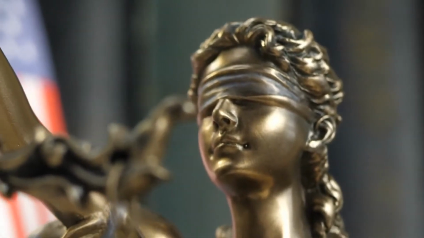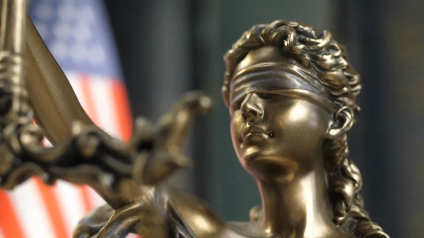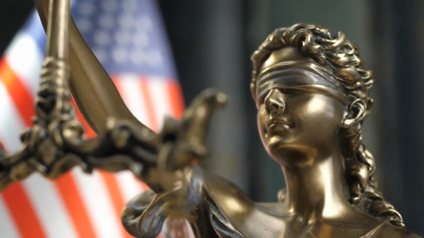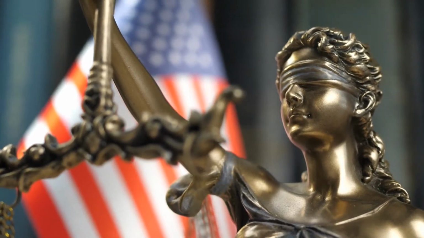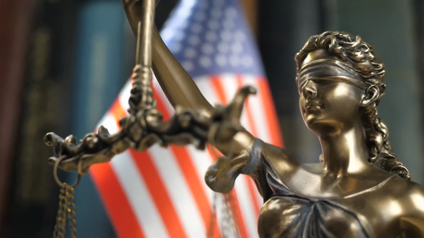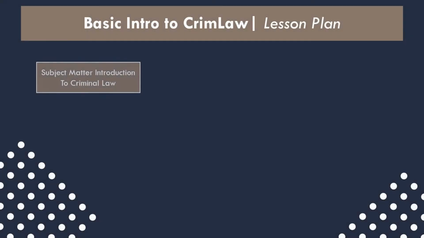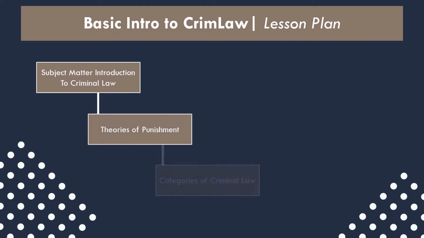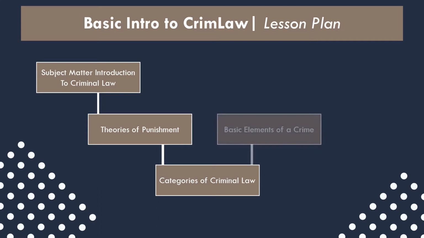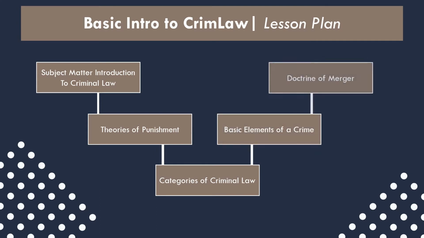This lesson's purpose is to introduce you to some basic concepts found in CrimLaw, and to prime you for a more in-depth look at the elements defining various crimes. This lesson will proceed as follows. We'll begin with a subject matter introduction to the 1L CrimLaw course before briefly examining its most common theories of punishment. We'll look at the various categories of criminal laws before introducing the 4 basic elements of a crime. We'll then conclude with a look at the Doctrine of Merger.